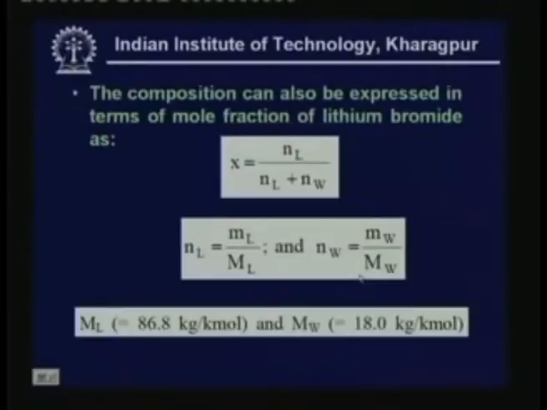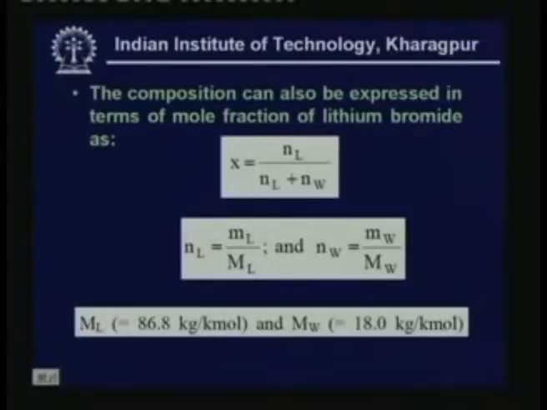You can also express composition in terms of mole fraction, and as you know, the mole fraction is defined as the number of moles of anhydrous lithium bromide to the total number of moles in the solution. And you can easily establish a relationship between the mole fraction, masses and molecular weight like this. The number of moles of lithium bromide is equal to mass of the lithium bromide divided by the molecular weight of anhydrous lithium bromide, and number of moles of water is equal to mass of the water divided by the molecular weight of water. And for calculation purposes, you can take the molecular weight of lithium bromide as 86.8 kg per kilomole and molecular weight of water as 18 kg per kilomole.